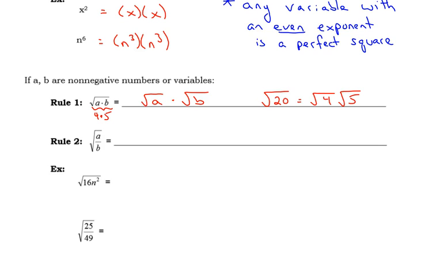I can use the exact same rule for division. When I have a fraction underneath the square root sign, I can break it apart and give the radical to both the numerator and the denominator. So if I had something like the square root of 3 over 4, then I can break it apart and say that's the square root of 3 over the square root of 4. And those are the two rules that we're going to use today to simplify radicals.